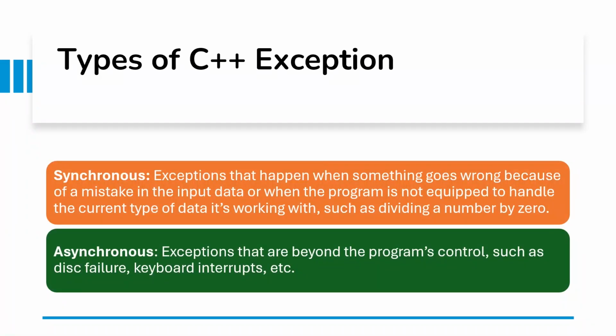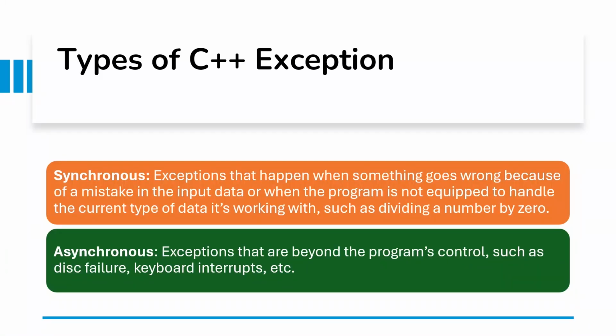There are some types of C++ exceptions. The general types are synchronous and asynchronous. Synchronous means something goes wrong while we are working, like syntax errors and logical errors, or errors while giving input. These errors are known as synchronous and can be solved easily.